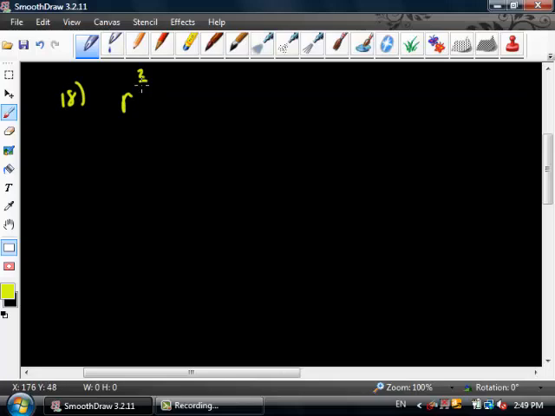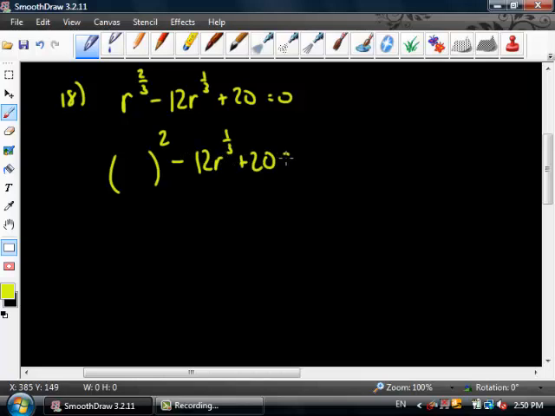r to the 2/3 minus 12r to the 1/3 plus 20 equals 0. Remember, in order to determine factorability, the middle exponent needs to be 1/2 the leading exponent, and in this case, it is true. So I'm going to create a thing being squared minus 12r to the 1/3 plus 20 equals 0. Does anyone know what goes inside that bubble? Skylar? r to the 1/3.